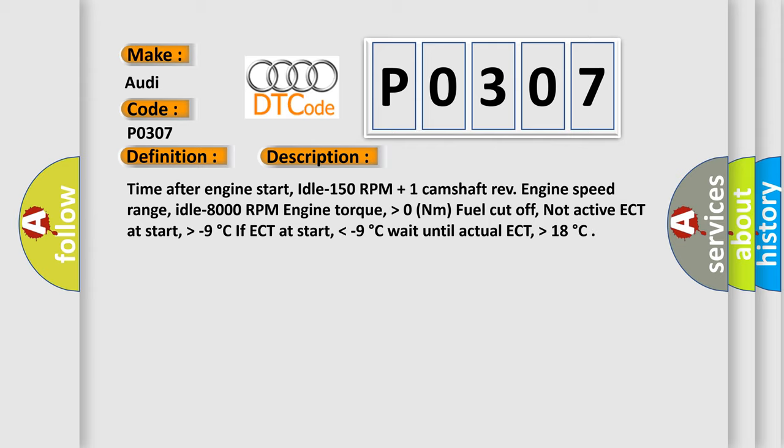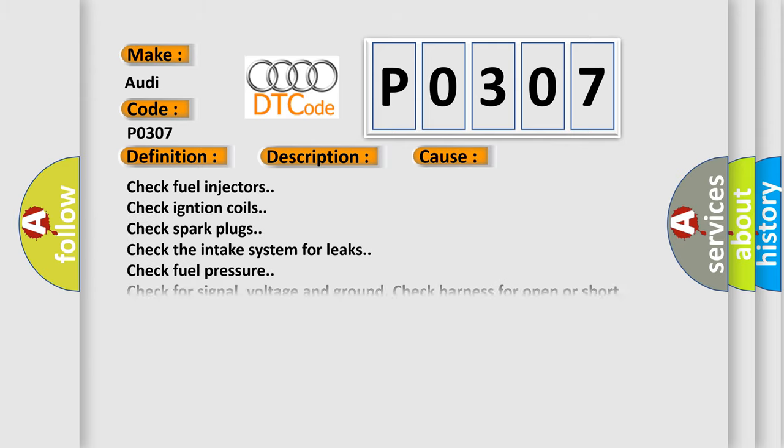This diagnostic error occurs most often in these cases: check fuel injectors, check ignition coils, check spark plugs, check the intake system for leaks, check fuel pressure, check for signal, voltage and ground, check harness for open or short.